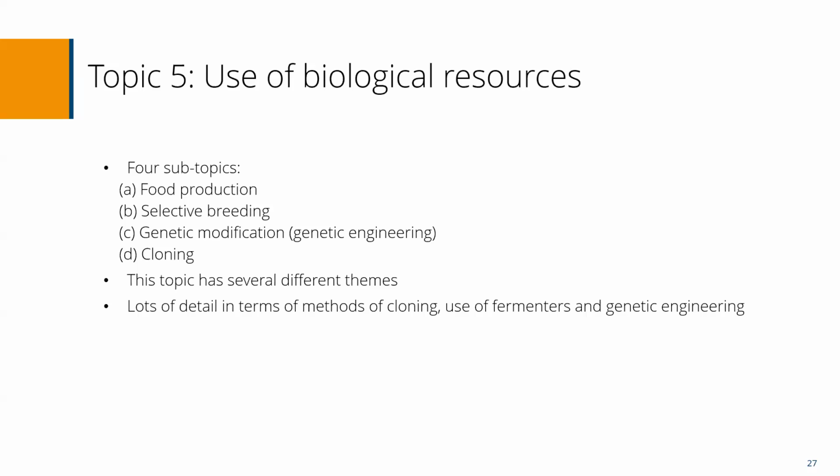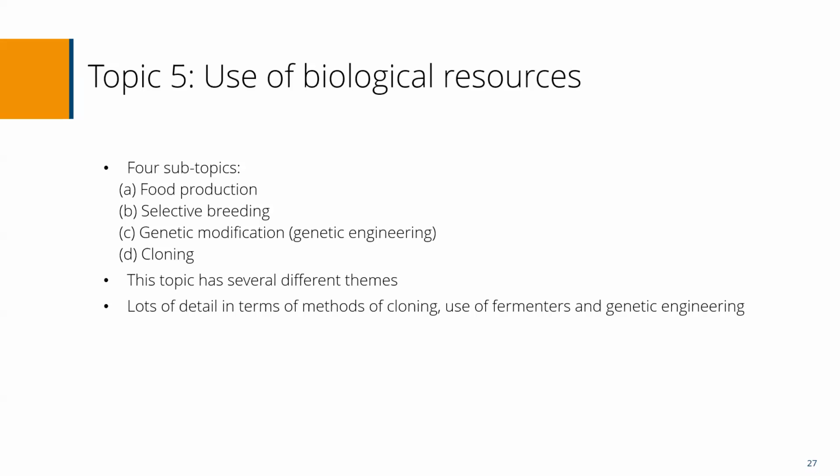And then finally, the use of biological resources. So you're looking at food production, so obviously crop plants, but also the use of microorganisms, the use of yeast, industrial fermenters, understanding concepts like fish farming and how control of disease comes in when there's large numbers of the same species all in the same place.